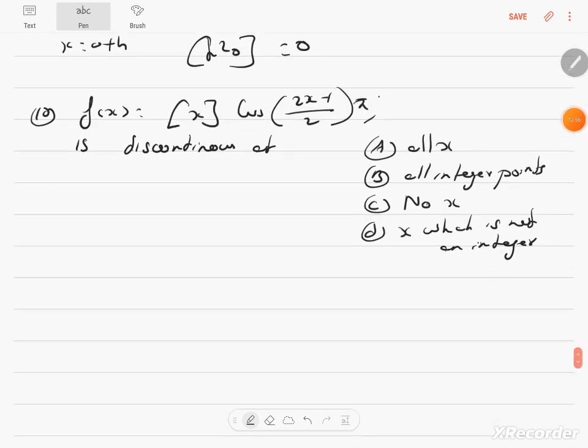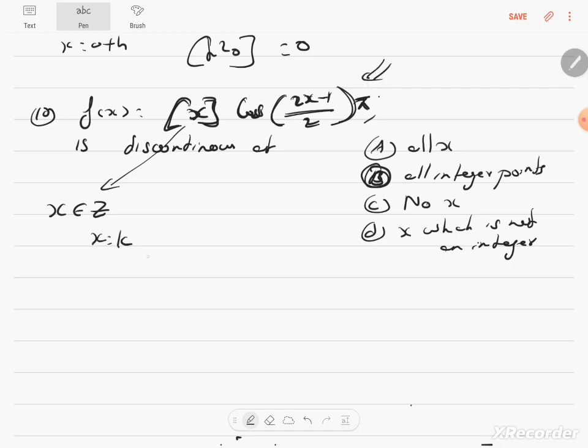So next question is this. There's a greatest integer function of x and a cos of 2x minus 1 by 2 into pi is discontinuous. Okay, the fact that this is a greatest integer function, you know, for all integers it is going to be discontinuous. We know that. So can I say for all integer points and mark this answer as B? No, because you also have to see this. So let's consider some random x is equal to k be the integer. In that case it's going to be a greatest integer function of k into cos 2k minus 1 by 2 into pi, which is pi by 2, an odd multiple of pi by 2, whose answer will be 0.